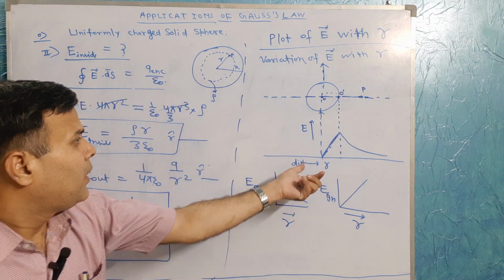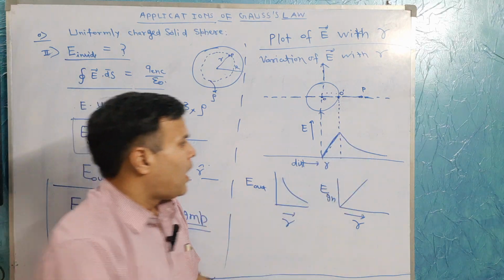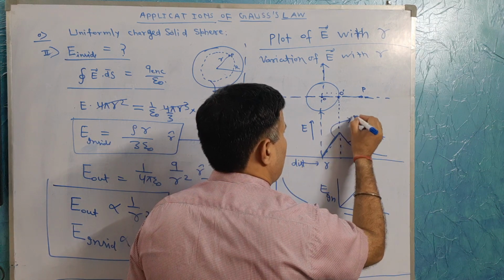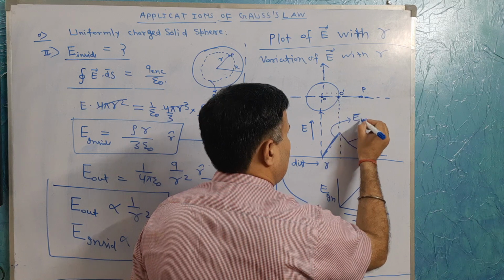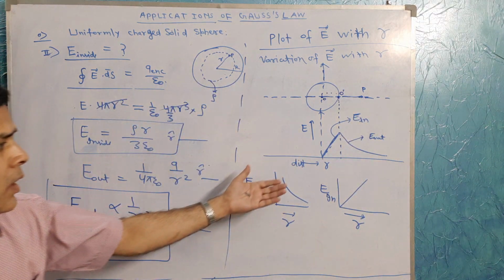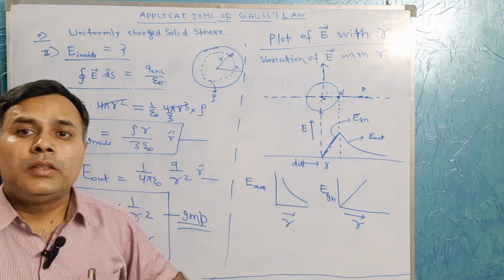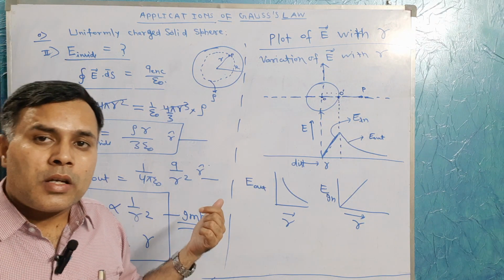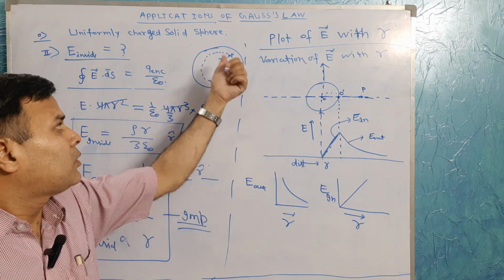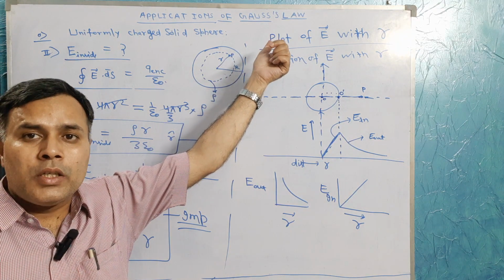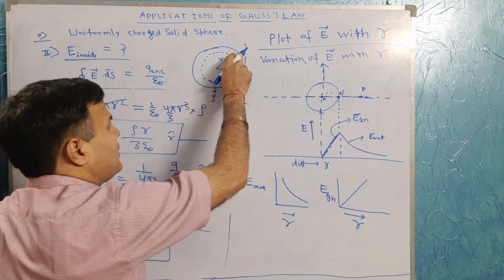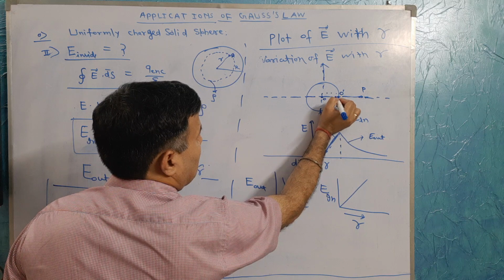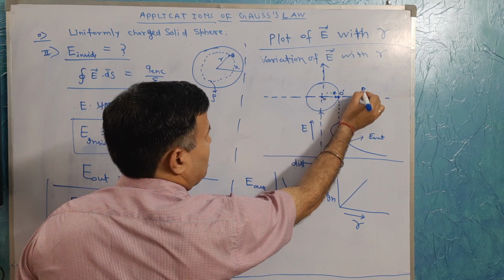So in the combined plot of E for the case of inside and outside, this corresponds to outside and this corresponds to inside. I hope it is clear to all of you. So this is the combined effect, and this is all about the electric field variation, the electric field profile or expression for a uniformly charged solid sphere. Let me mark this point as Q and this point as P.